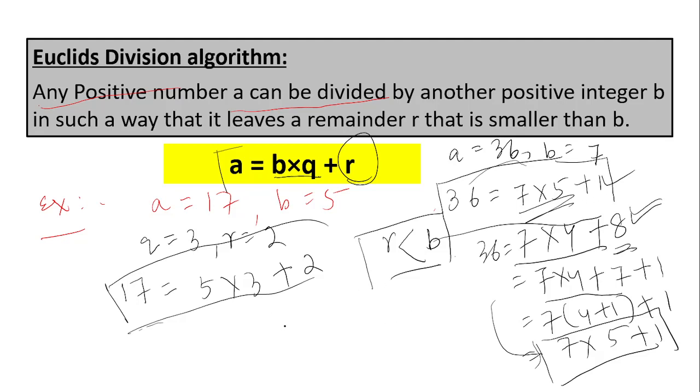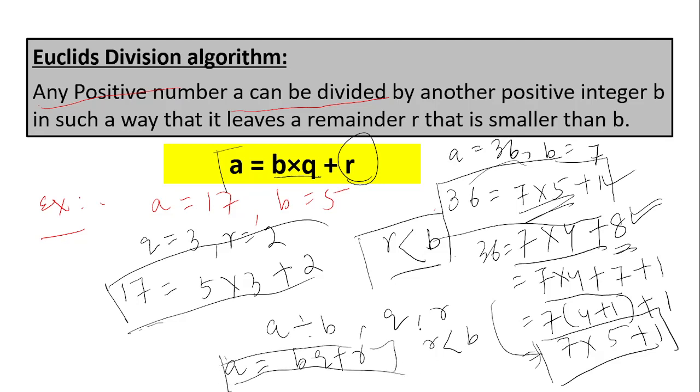So Euclid's division algorithm says that if you divide a by b, then you will get a quotient q and remainder r, where r is less than b. That can be represented as a is equal to bq plus r. This is over. I think you have completely understood Euclid's division algorithm. Let us move to the next slide.